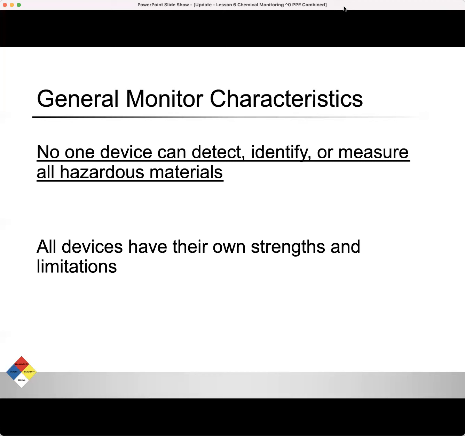Keep in mind, no single device can detect, identify, or measure all hazardous materials. There is no one size fits all. There's no one device that will monitor everything. All devices also have their own strengths and limitations. We have to understand those strengths and limitations in order to understand the information our monitoring devices provide. So we have to be able to interpret what information they give us in order to make decisions.